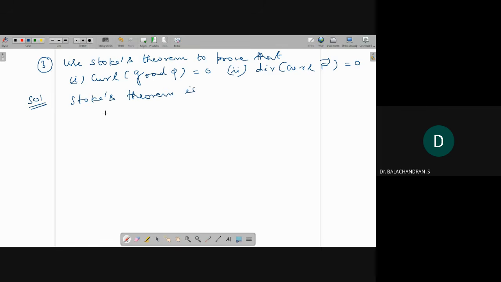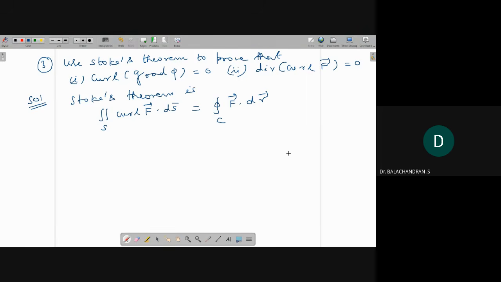is double integral over S curl of f vector dot ds vector. We know that ds vector is n cap into ds, equals integral over C f vector dot dr vector. Usually we will write this one on the left hand side and this one on the right hand side. But here I changed it because of the reason we need to evaluate this.